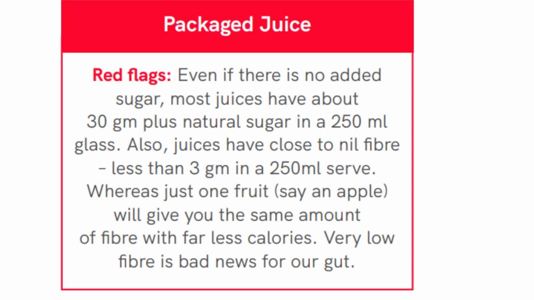So, for packaged juice, even though there's no added sugar as these packets claim on the front, most juices have about 30 plus grams of natural sugar in a 250 ml glass, and that's a lot of sugar. If you eat fruit, you get a lot of fiber along with the natural sugar, and it keeps you full and energetic.